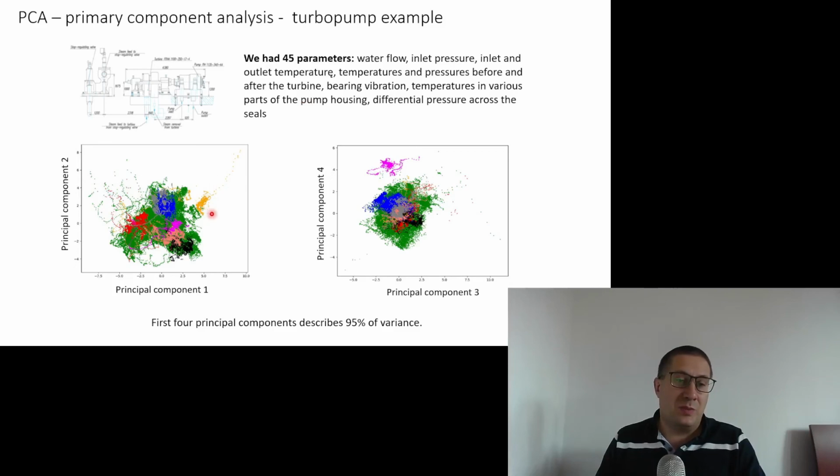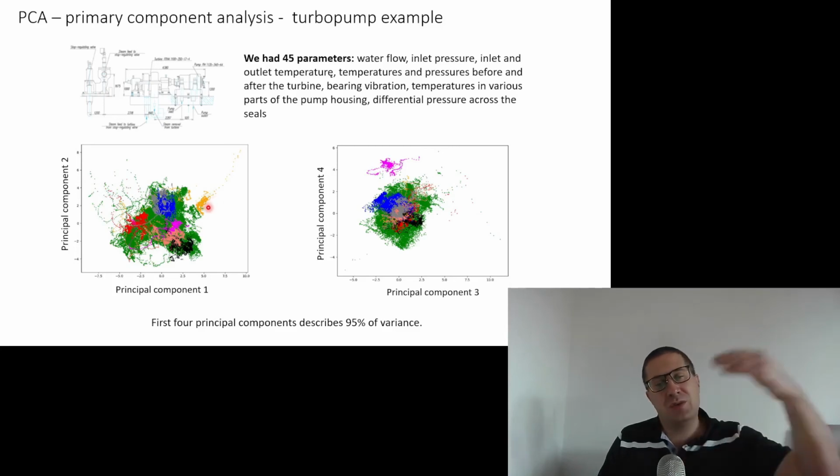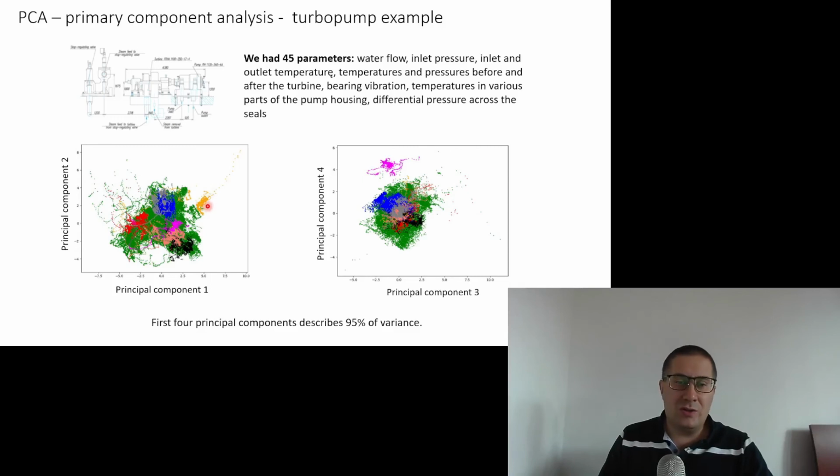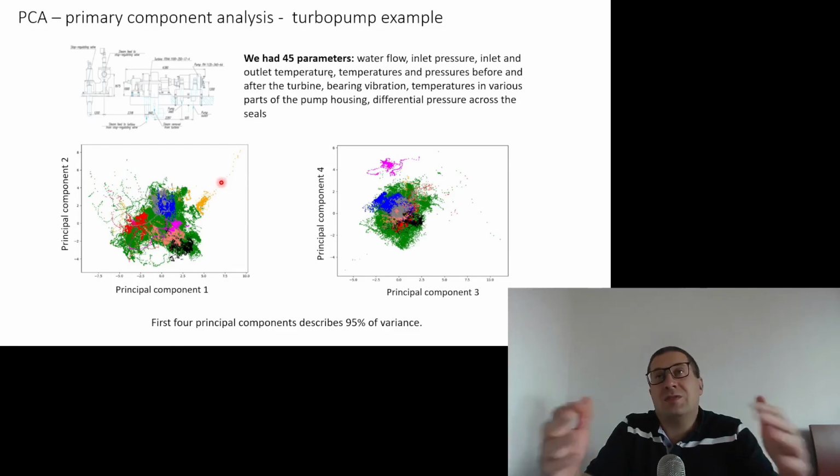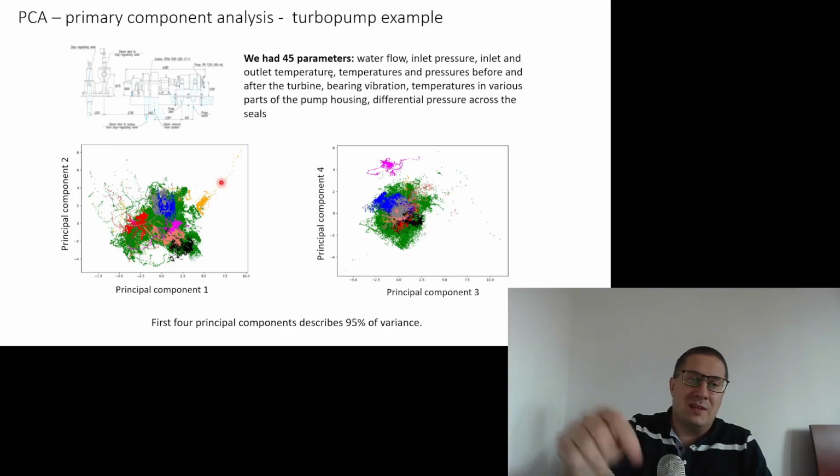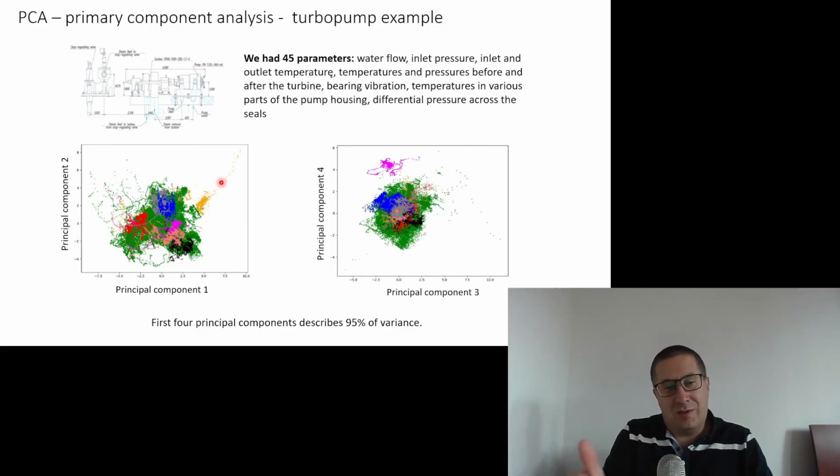And using just two parameters, we can see that there is a group of points associated with a failure. So if there will be a new point, and it will be somewhere, let's say here, we can say it's an anomaly. Or if we know the name of this failure, we can say probably it's the early symptom of a failure.